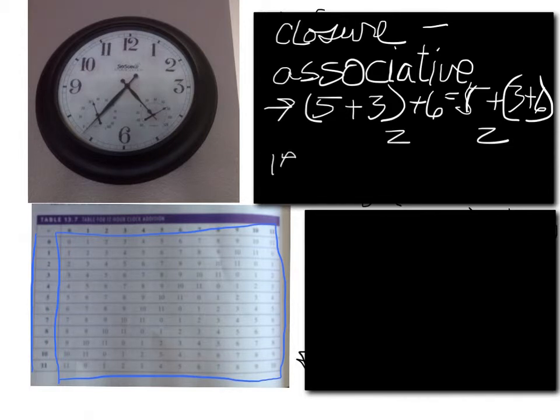Finally, is there an identity? In other words, one number that gives you 0 for everything. And if you look right here, you see all the zeros there.